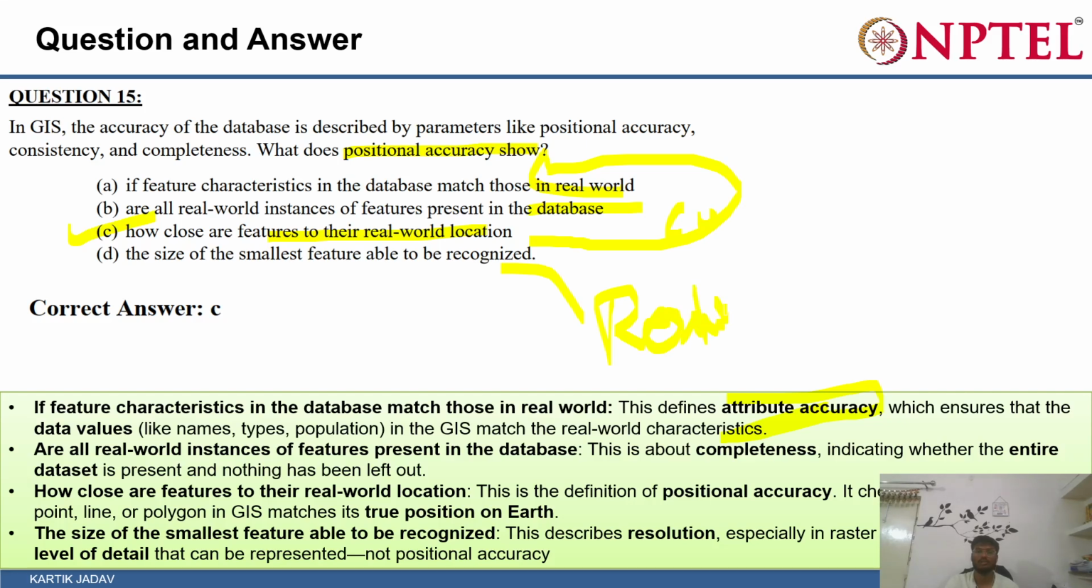Resolution means the size, if we are presenting raster data. Raster data have a certain resolution, and raster data, as I described in the last slide, is divided or represented through grid lines, and these grids have various cells, and the cell size gives a certain resolution. For example, 5 meter by 5 meter, 10 meter by 10 meter, or 90 meter by 90 meter. So that is the resolution of data. So the correct answer for positional accuracy shows how close the features are to their real world locations.